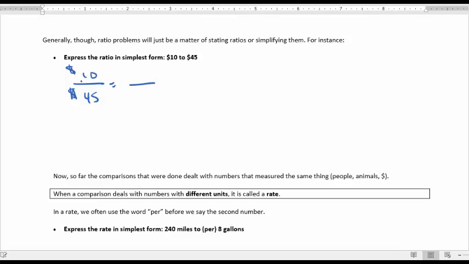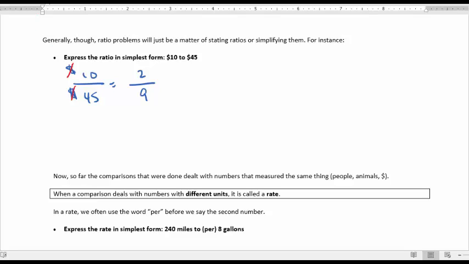Well, I know that 5 will go into both of those numbers. 10 is 2 times 5, 45 is 9 times 5. So this is actually going to reduce to 2 to 9. And the thing to note here is these dollar signs, since they appear both in the numerator and the denominator, they're going to cancel.